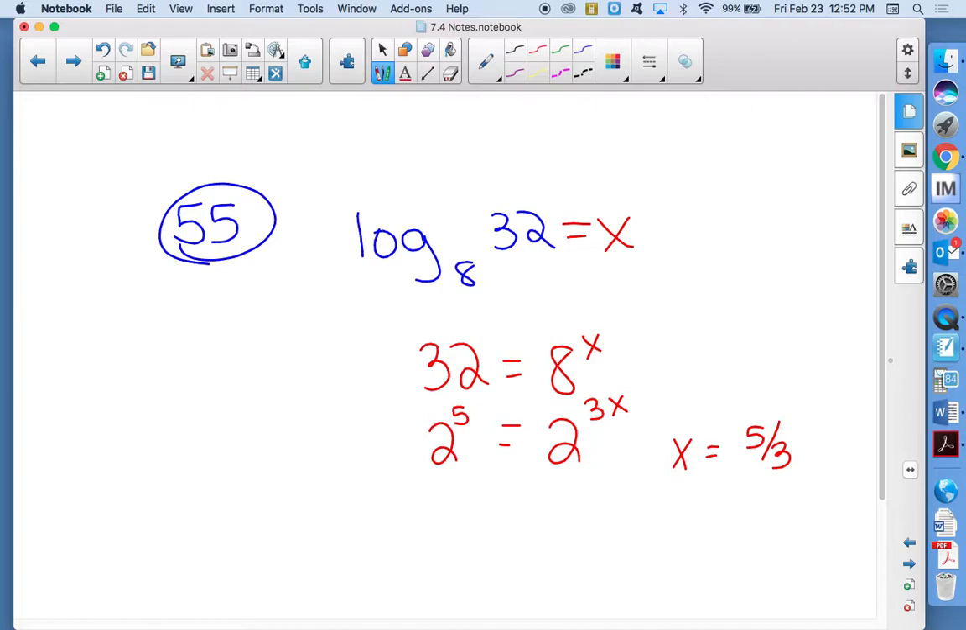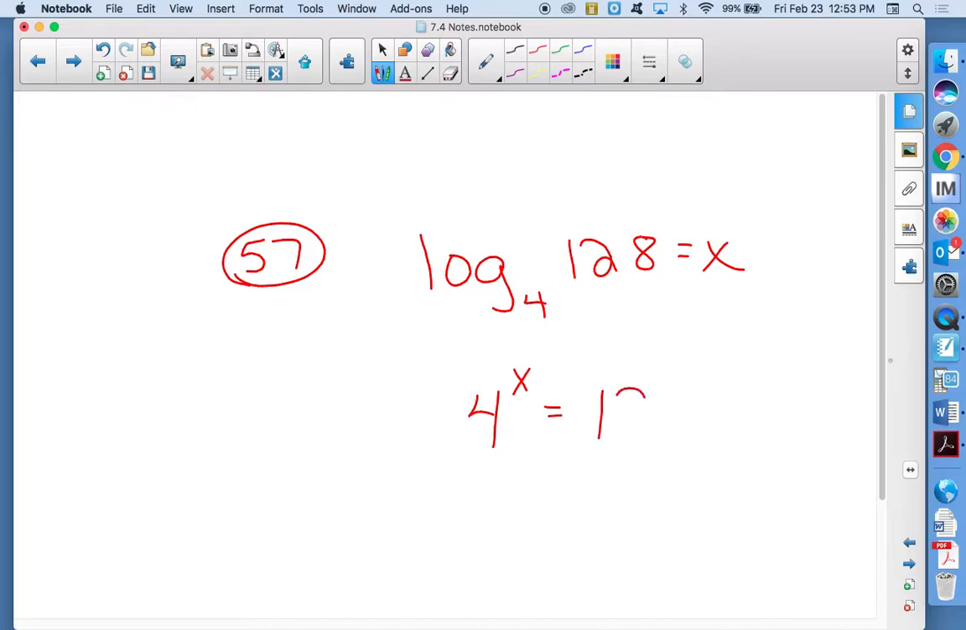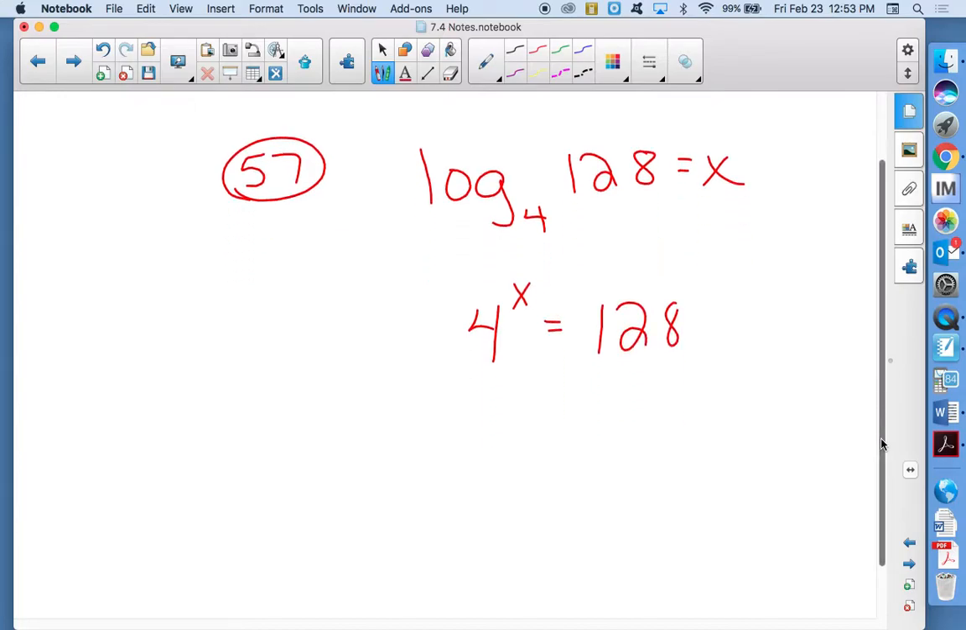I don't really know how to do the other ways. So if you look at 57, 57 says log base 4 of 128. So if we would write this as 4 to the x equals 128, or vice versa, it doesn't matter whichever way you have it. So 4 is what? 2 squared, and 128 is 2 to the 7th.